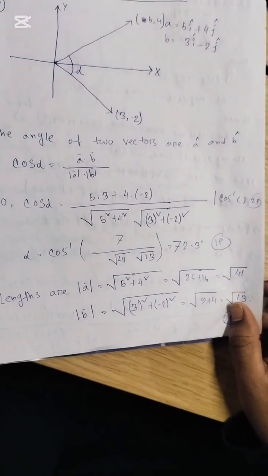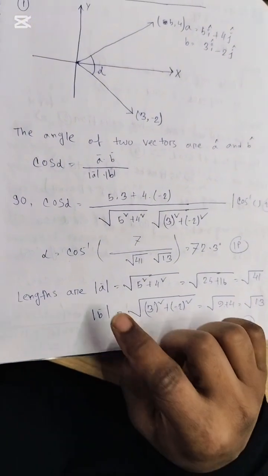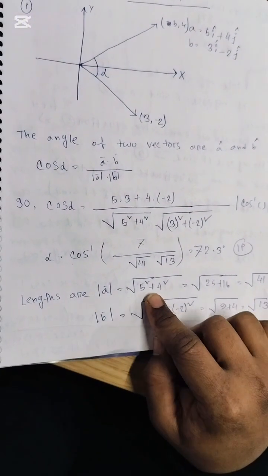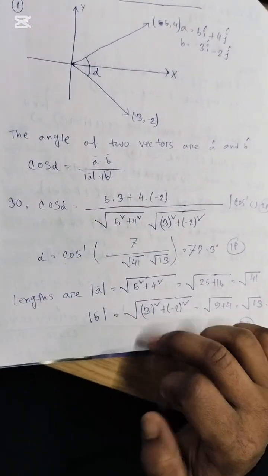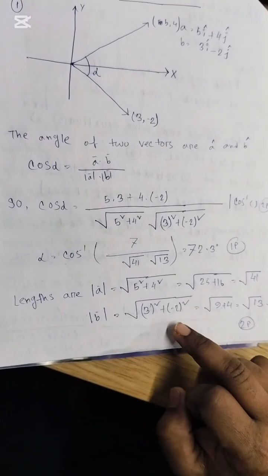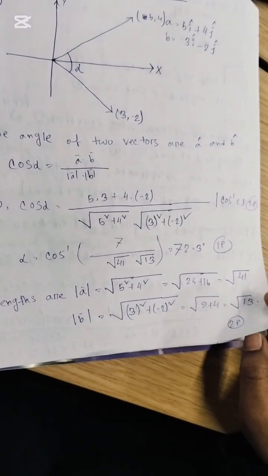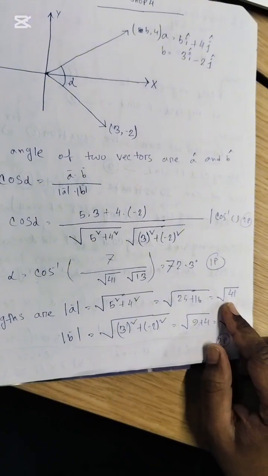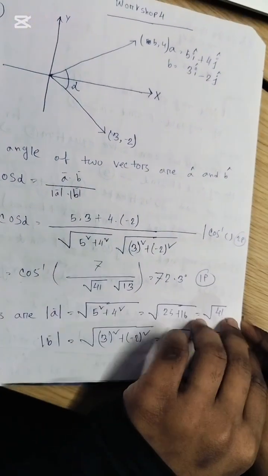And finally, the lengths are the modulus of both vectors: 5 square plus 4 square, and 3 square plus minus 2 whole square. So ultimately, a is equal to root 41 and b is equal to root 13.